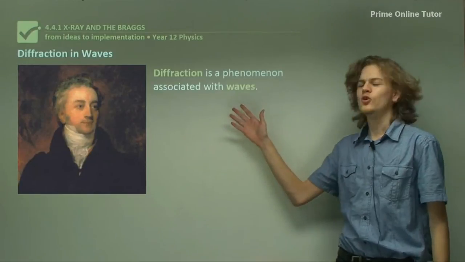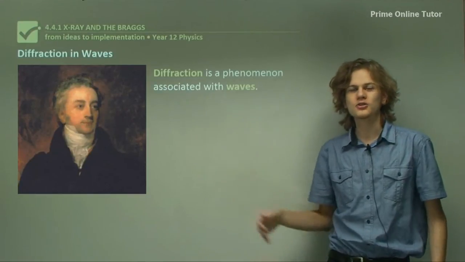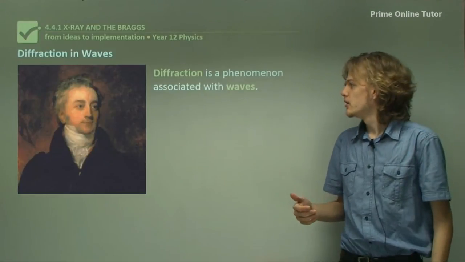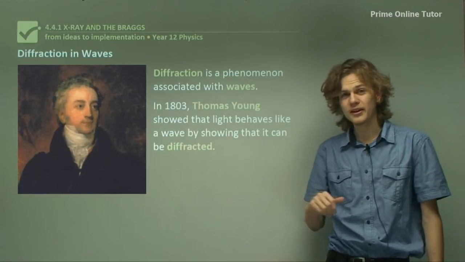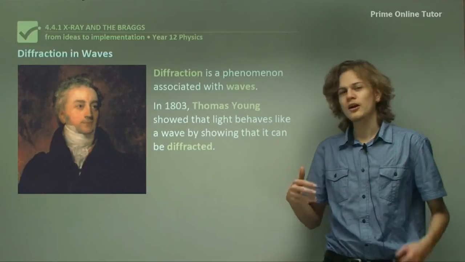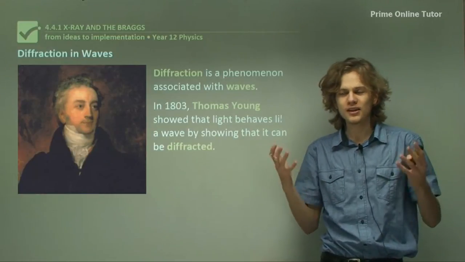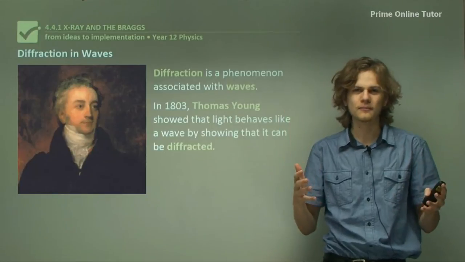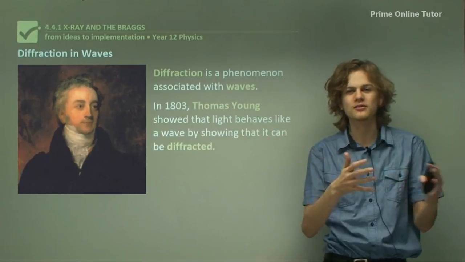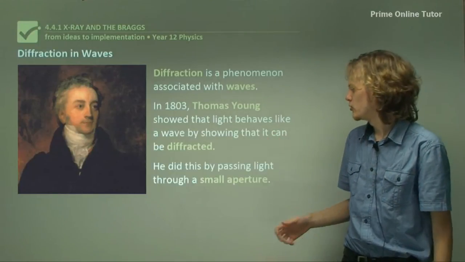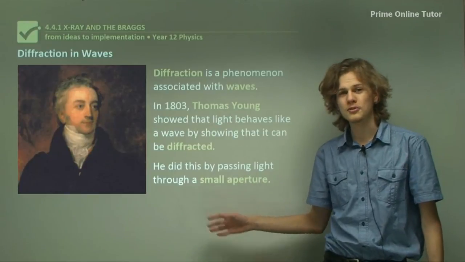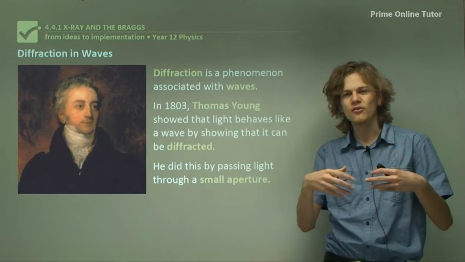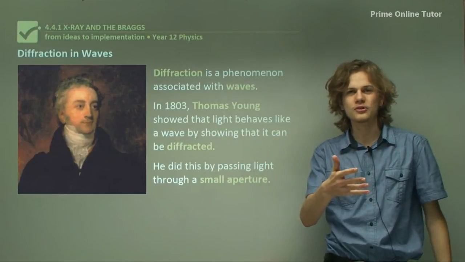So diffraction is a phenomenon associated with waves, and it's been known to be associated with waves for a very, very long time. In 1803, this fellow over here, Thomas Young, showed that light behaves like a wave, and he did this by showing with proof that it was diffracting, by showing the diffraction patterns that occur. He did this by passing light through a very small aperture. When this happens, it's very easy to see that the light is spreading out when it reaches the surface.